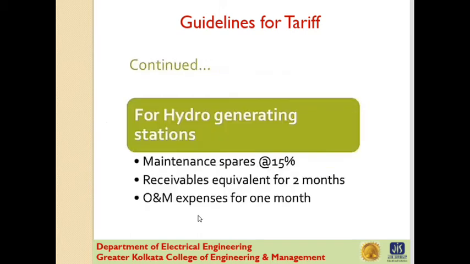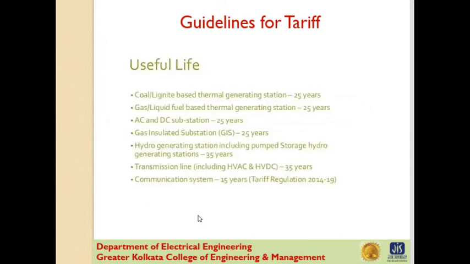Next, for hydro generating station, maintenance spares at the rate of 15%, receivables equivalent for 2 months, O&M expenses for 1 month. Useful life. Now, coal or lignite based thermal generating station, 25 years is the useful life. For gas or liquid fuel based thermal generating station, its useful life is 25 years. For AC and DC substation, it's 25 years. For gas insulated substation, it is also 25 years.